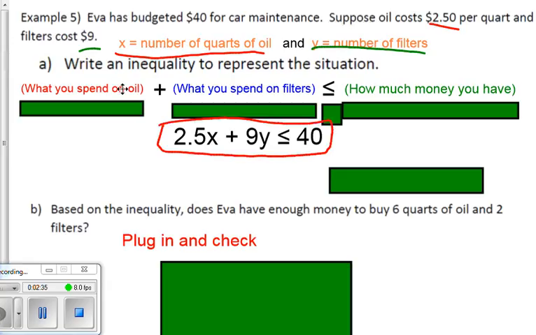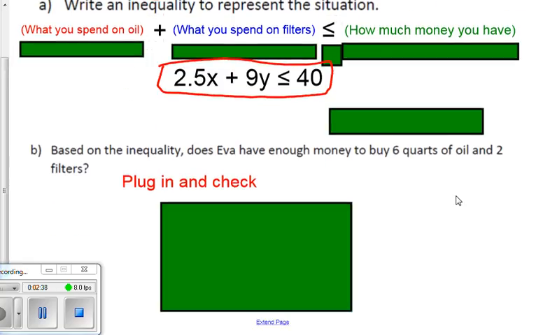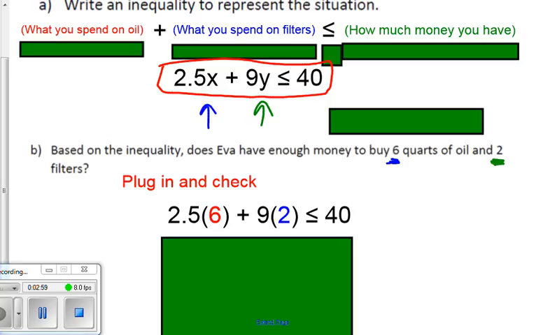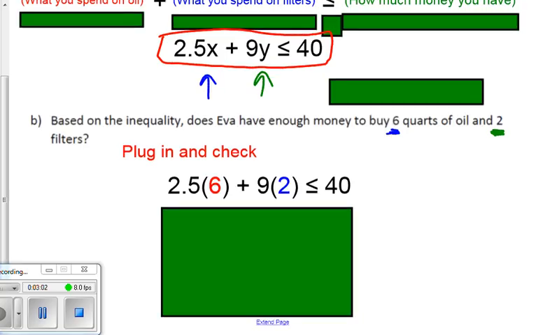From there then, based on the inequality that we found, would Eva have enough money to buy 6 quarts of oil and 2 filters? Well, remember, 6 being our quarts of oil, that's our X value, so that gets plugged in right here. 2 being our filters is our Y value. That's going to get plugged in right here. So we simply just have to plug in and check and make sure everything will work. So 2.5 times 6 plus 9 times 2 has to be less than $40. And if it is, then she can afford to do that.